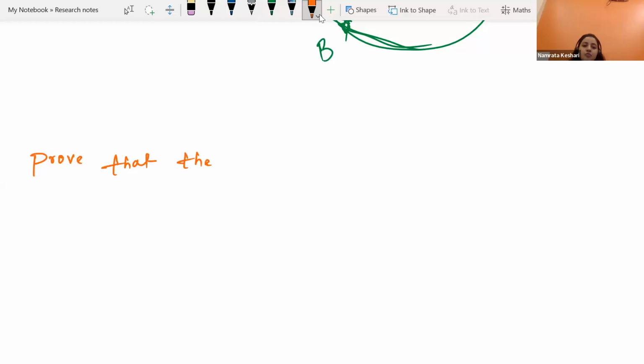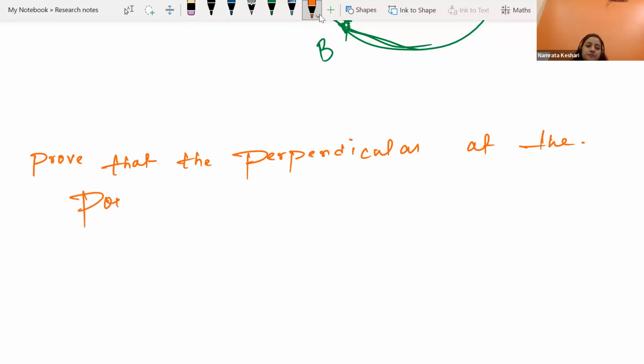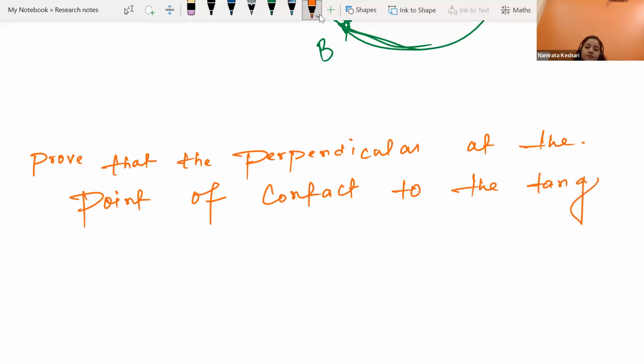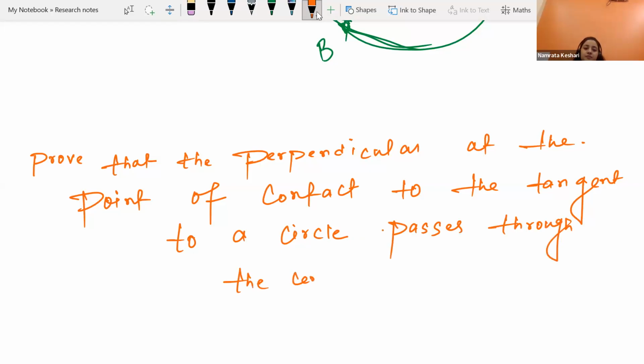Okay, prove that the perpendicular at the point of contact to the tangent to a circle passes through the center. Okay, let's try to do it.